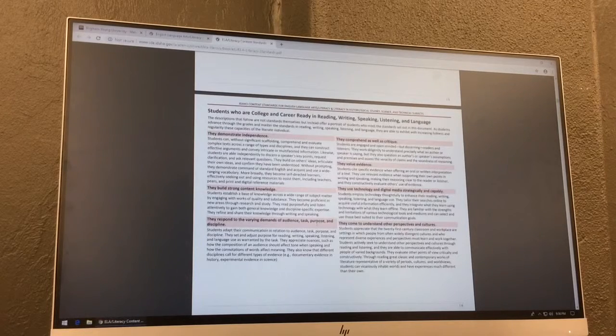These are some things that students who are college and career ready in reading, writing, speaking, listening, and language should be able to do. They demonstrate independence, they can understand things, and they are self-directed learners. Basically, they're good learners. They request clarification, ask questions, build on others' ideas. They're good thinkers on their own, independence. They build strong content knowledge. They know a lot of things, a wide range of subject matter. They read purposefully. They refine and share their knowledge through writing and speaking.